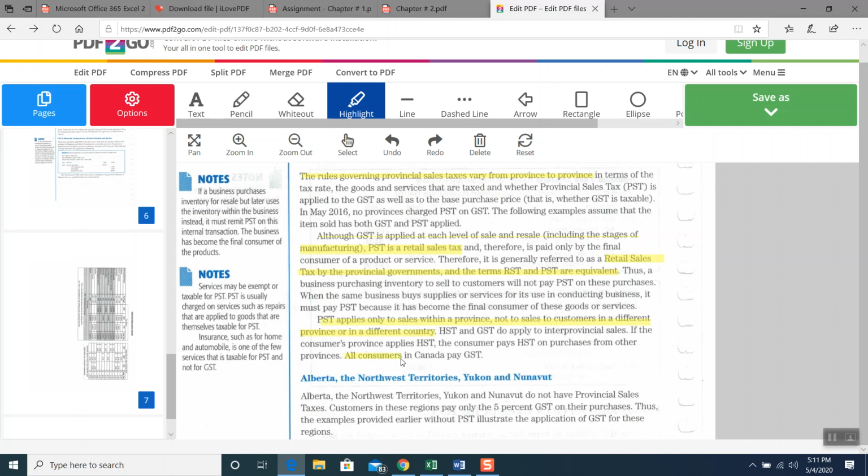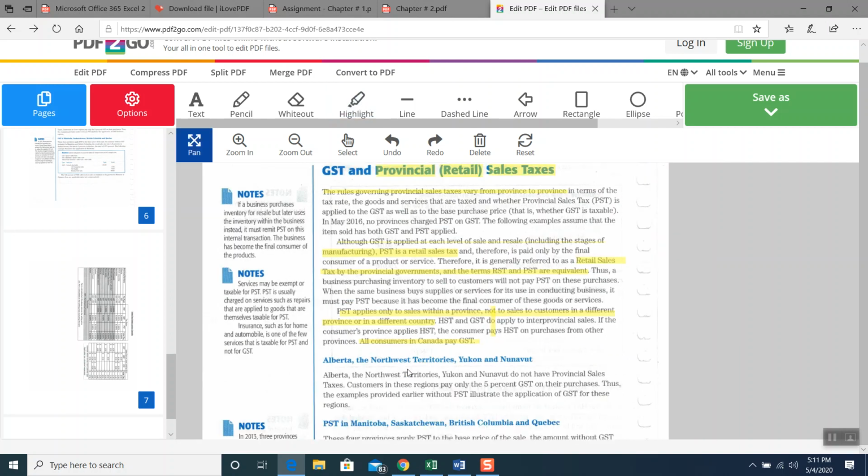And the last line, all consumers in Canada pay GST. Again, GST is applicable at what rate? At 5% all over Canada. PST tax varies from province to province. Now, let's talk a little bit about what provinces charge what kind of tax. So let's take a look at it.